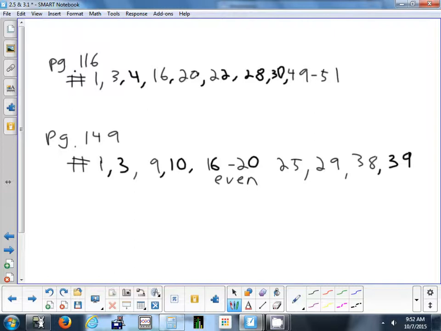All right, so the homework, it's on page 116. There are about 10 or 11 questions on each page. So page 116 is the first page, and then 149 is the second page. We'll look at that tomorrow, and then we'll go over any questions. And we'll finish up everything for the test tomorrow. There's only one section left.